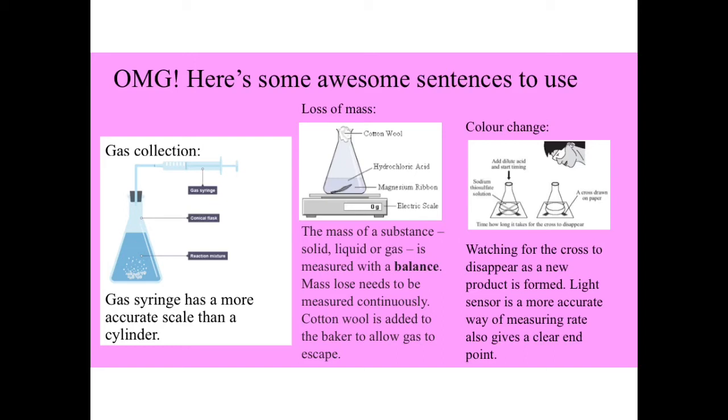Then there's loss of mass. As the solid forms into a gas or a liquid, the mass will change, normally a decrease. It's measured on a mass balance. Mass loss needs to be measured continuously. Cotton wool is added to the beaker to allow gas to escape. The other one is colour change, so looking for a cross to disappear, timing how long it takes. A light sensor is a more accurate way of measuring rate as it gives a clear end point. So those are the three main ways you have to know about measuring rate.